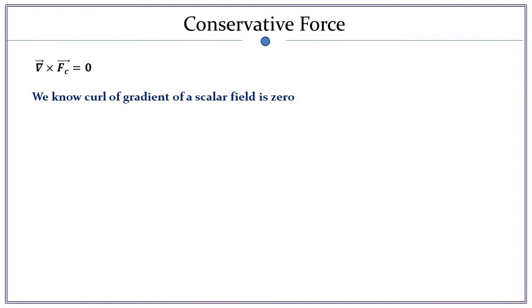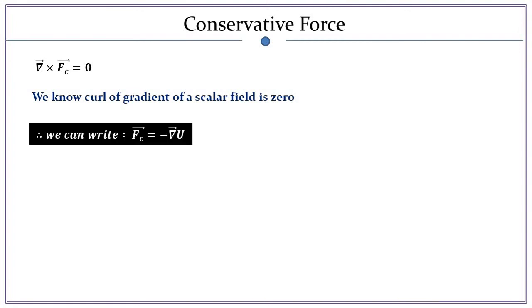From that concept, we can simply represent the conservative force as the gradient of a scalar field, because the curl of a conservative force is 0. So now we can write Fc is equal to minus grad of U.